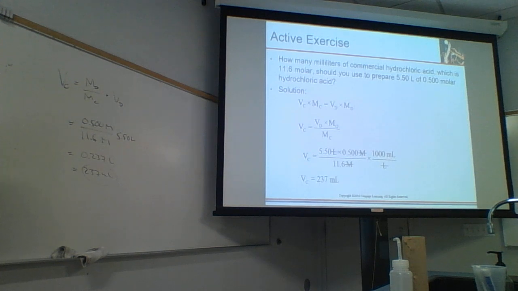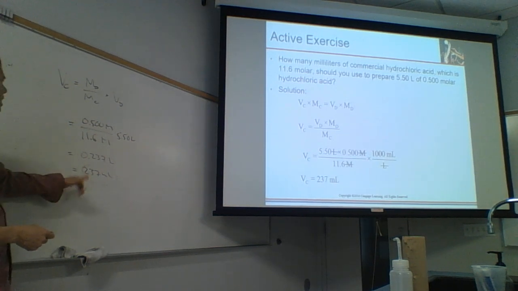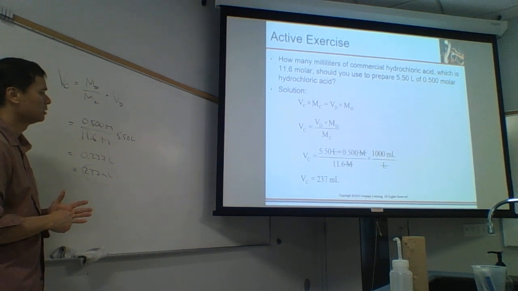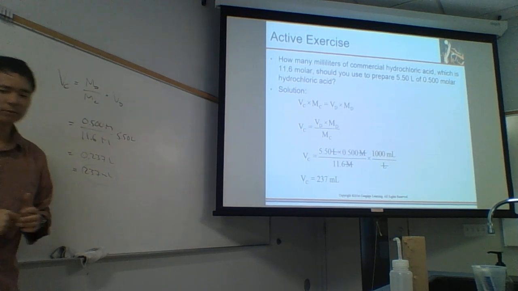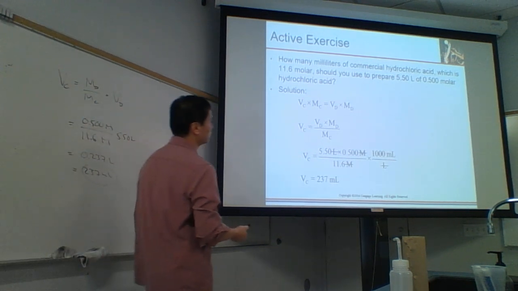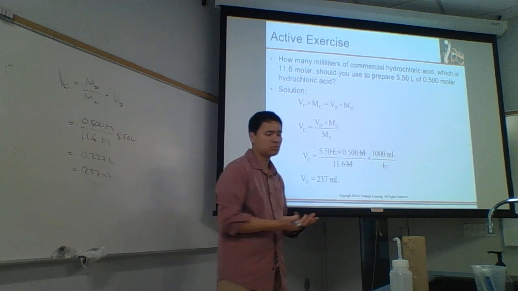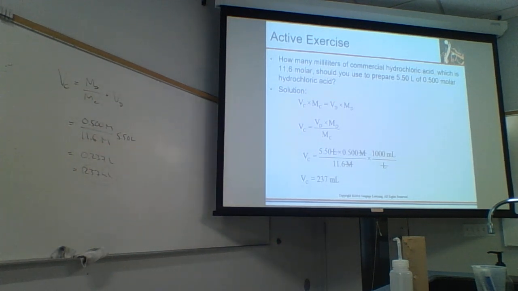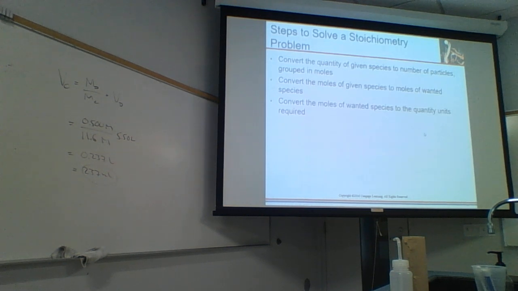So if we take 237 milliliters of concentrated and then add enough water to get 5.5 liters, then it works out. So if we're taking 237 milliliters of concentrated, then the balance must be water, right? But sometimes it's weird how things combine. Sometimes the volumes just don't add properly, so we just add enough water to make it 5.50 liters.